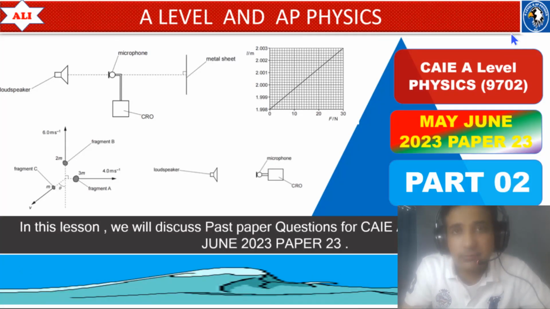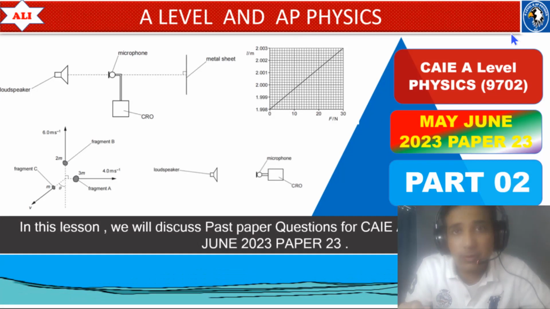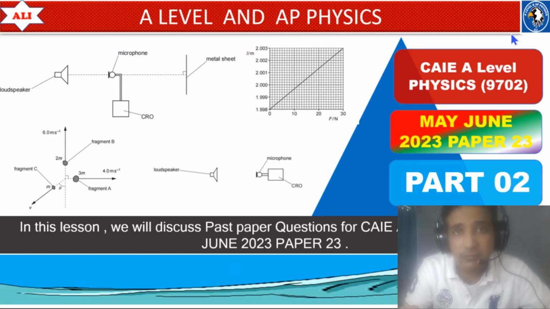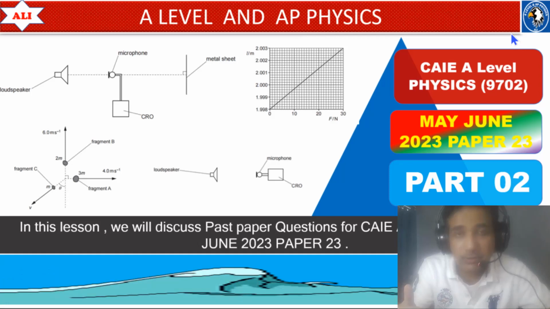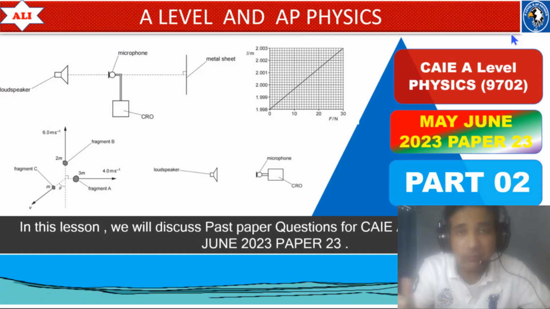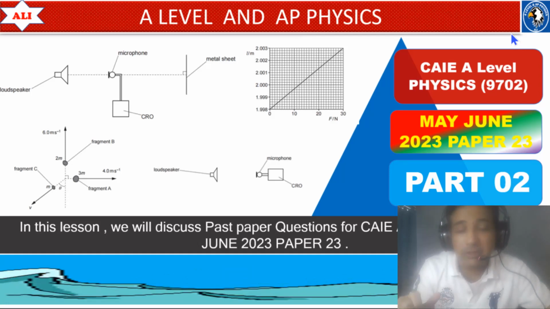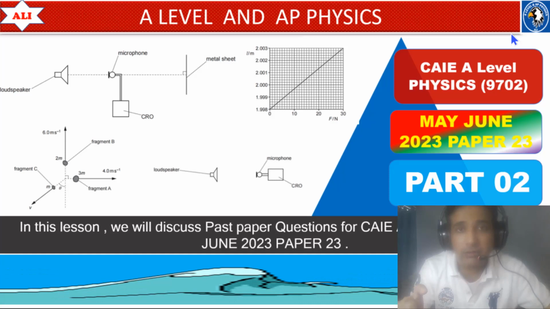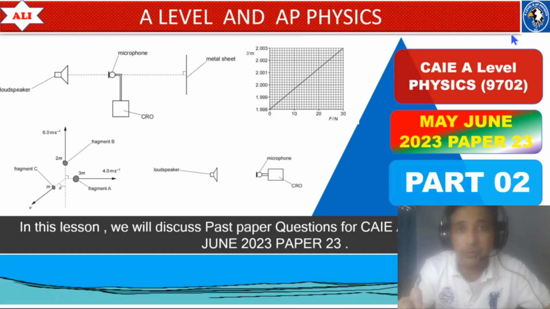In today's lesson, we will discuss past paper questions from May-June 2023, Paper 2 Variant Theory. We will discuss mechanics questions, waves questions, and electricity and radioactivity. Simply speaking, we will try to finish all the remaining questions from this paper in today's lesson.